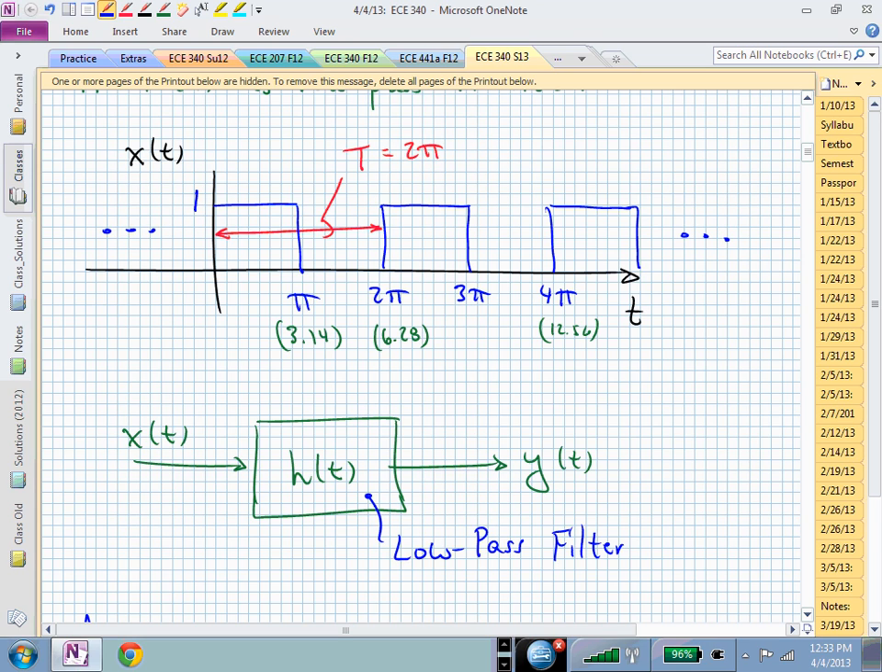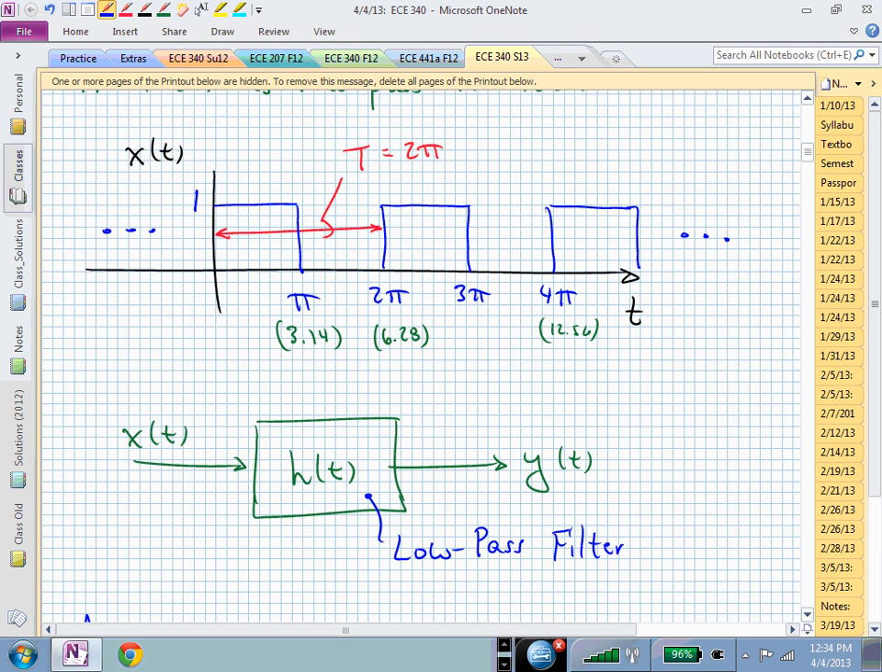basically periodic sequence of pulses, and those pulses are of duration in time 3.14. And was Pi Day over spring break? I hope you enjoyed Pi Day.